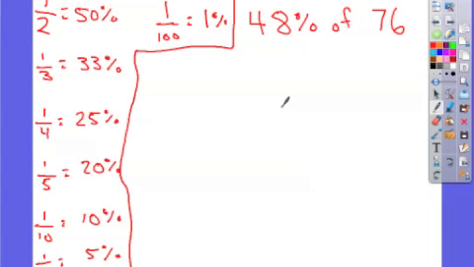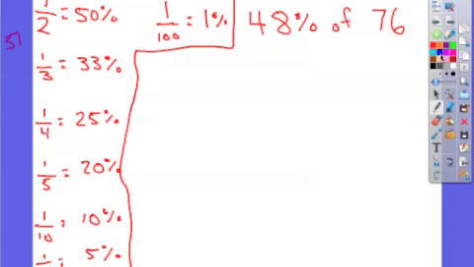All right, next one, 48% of 76. Okay, 48% of 76. So here's what I'm going to do for this one. I'm going to first guess. Well, 48% is almost half. So half of 76 is like 38. So I'll go one fewer. I'll go 37 for a guess here.